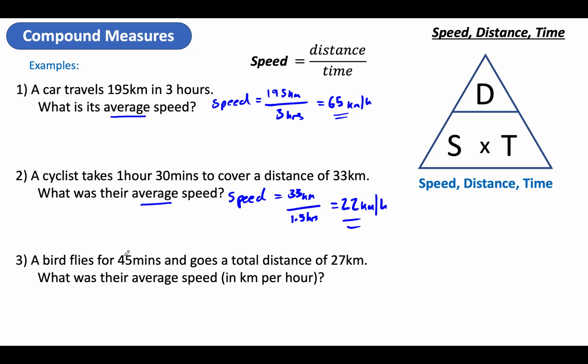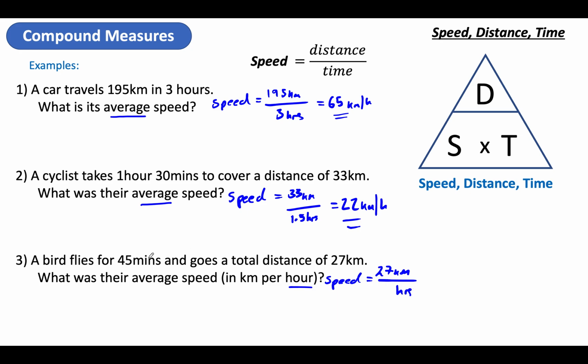One more then. A bird flies for 45 minutes and goes a total distance of 27 kilometers. What was the average speed? Easy. In kilometers per hour. Oh, not so easy. Well, we know that if we're working out speed, we need distance over time. So my distance is 27 kilometers. But it says it wants kilometers per hour. That means that I do need to be working in hours.